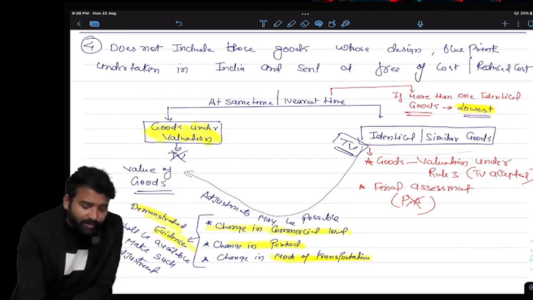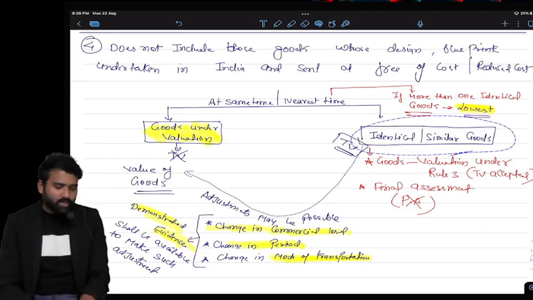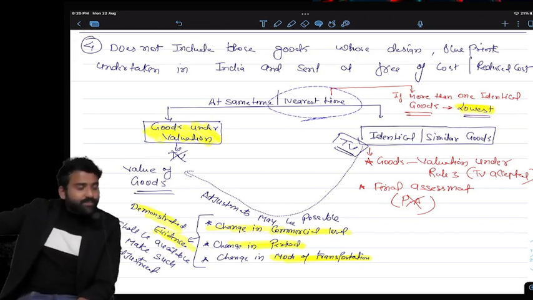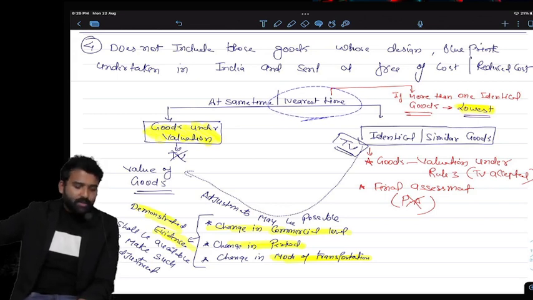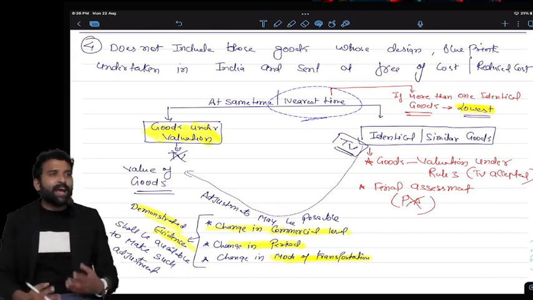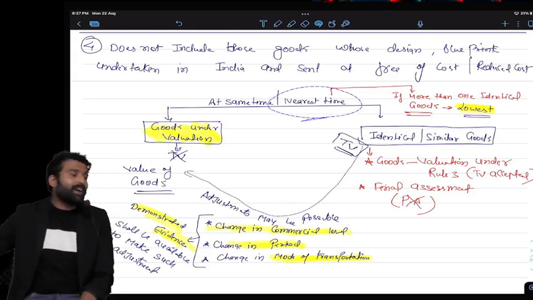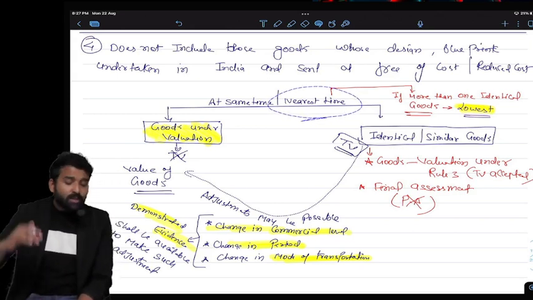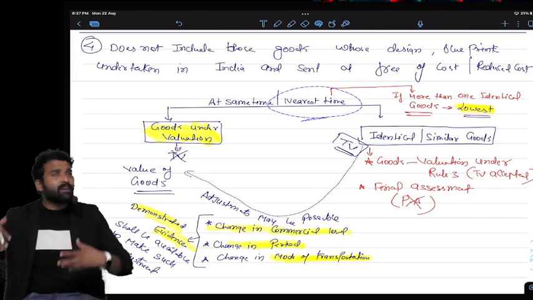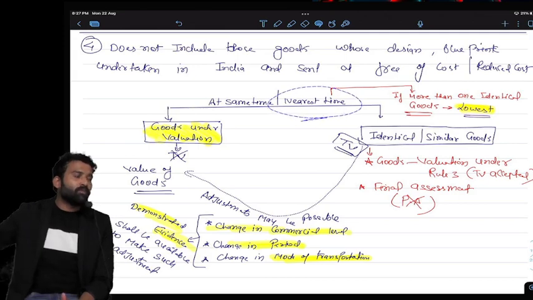What I will do, I will look at the transaction value of the identical and similar goods in the nearest time. If some identical or similar goods are imported in the nearest time, then their transaction value can be used for valuation of my goods, because my price is not right, my price is not genuine. So I will adopt the price of goods which are identical or similar in characteristics, functionality, and imported from the same country, and use their value for my valuation.